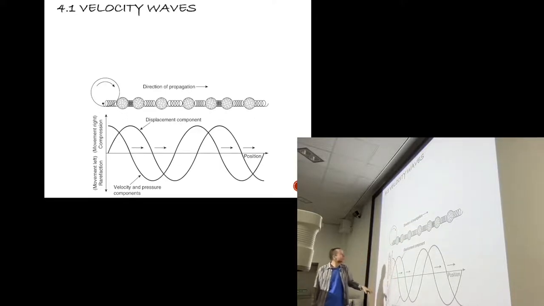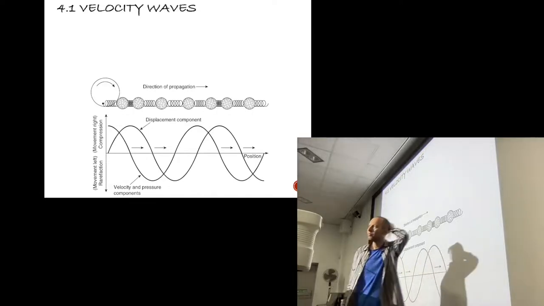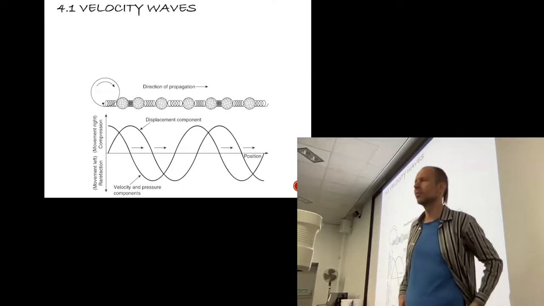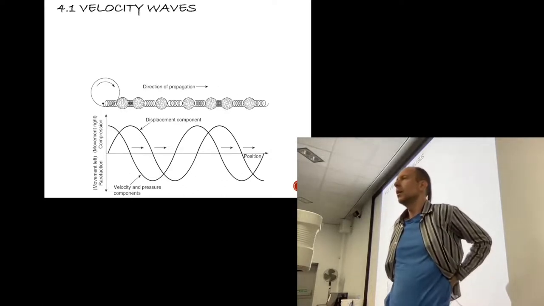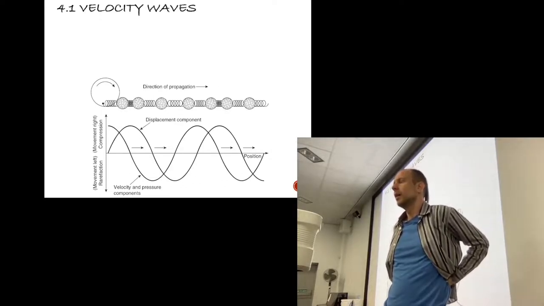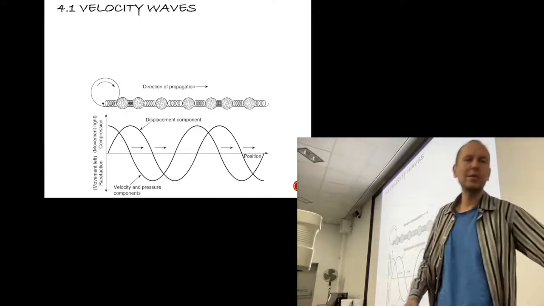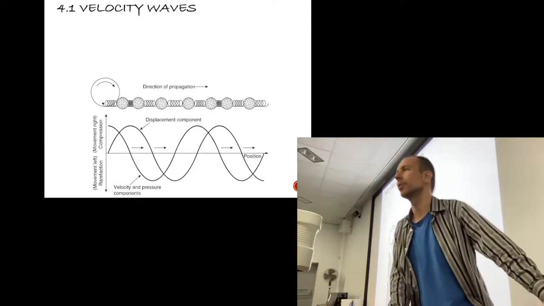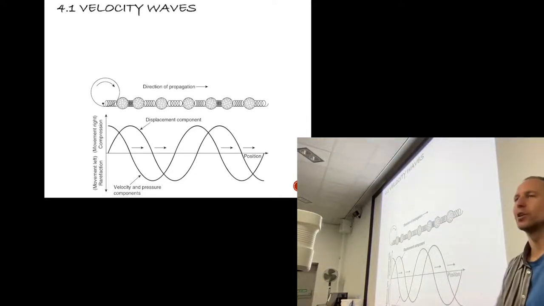So what you get is this 90 degrees phase shift between the pressure component and the displacement component. Is this like when there's a speaker and the membrane is pushing in and out? That's basically compression and rarefaction. So it's two ways of looking at sound propagation. You can look at velocity waves. You can look at pressure waves. Okay, and this starts to become clear.